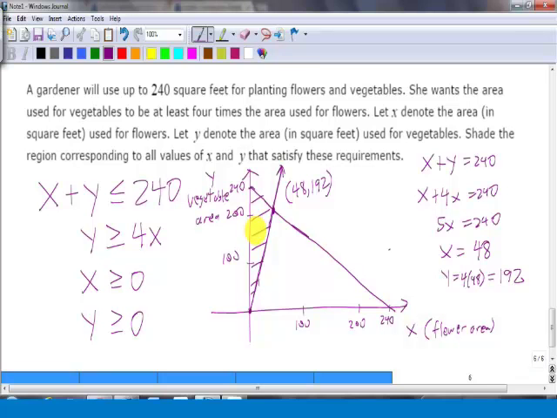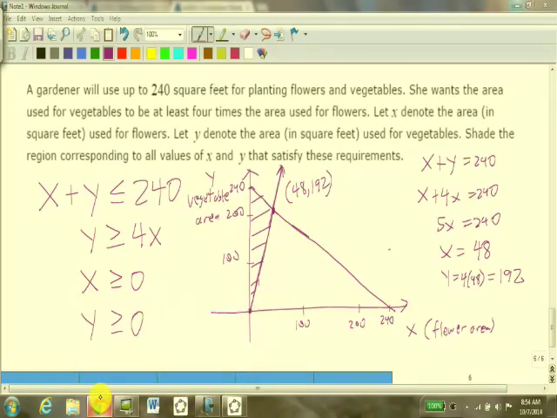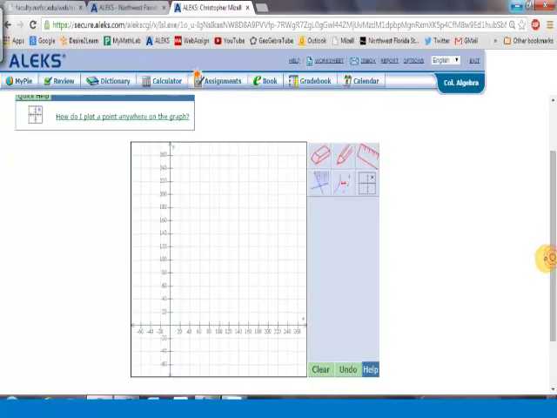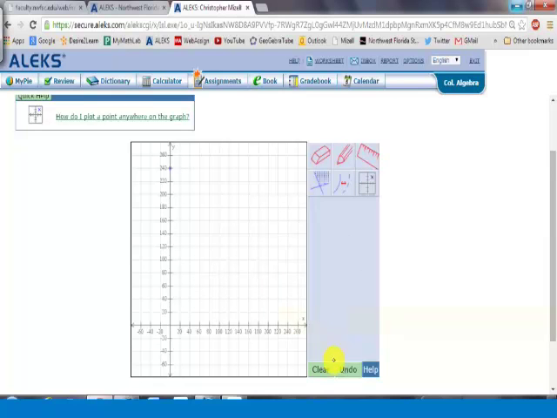So let's see if we can take that. I want to keep in mind the point 48, 192. I think that's going to be an important point to plot, and then some other points. I think we can sketch this graph. It's given us a good viewing window for doing this. So plot the point 0, 240.